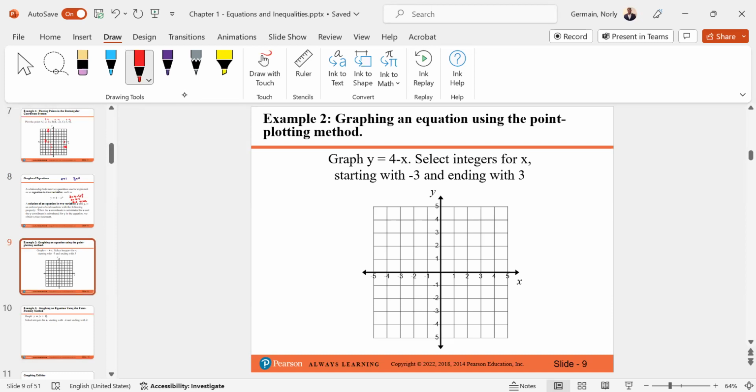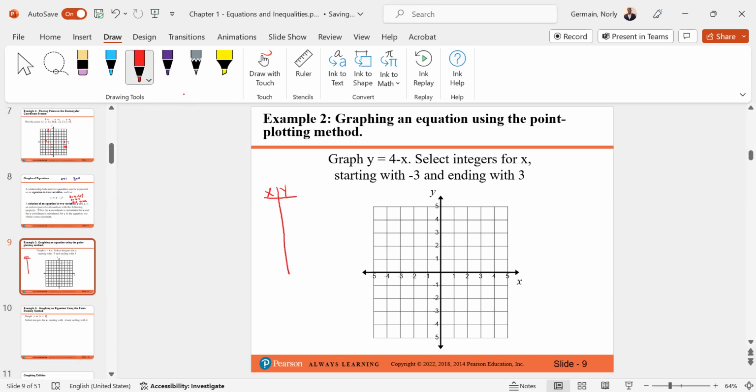If they ask us to graph y equals 4 minus x, we select integers for x. We're going to talk about linear equations, but in the meantime, first of all, identify the variables we have: y and x. That means we can create a set of points by giving values to x so we can find y. We just plug the values of x into the original equation to find y.